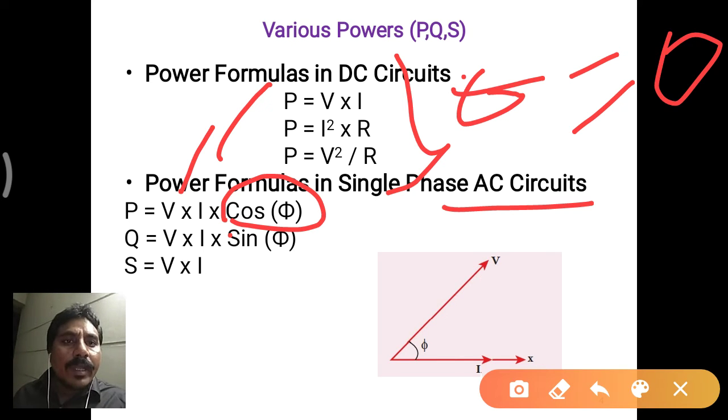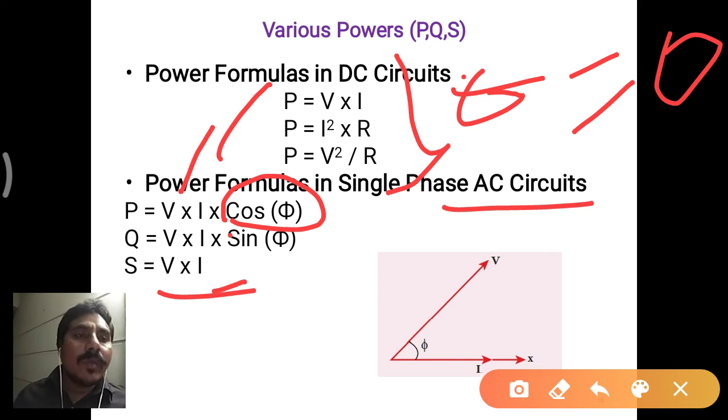Similarly, the reactive power Q is defined as VI into sin phi, and the apparent power is simply voltage into current. So once again, I am finalizing the power expressions for AC circuits. The active or real power, capital P, is voltage into current into cos theta. Reactive power Q is voltage into current into sin theta, and apparent power capital S is the product of voltage and current. In that way we have to write the various expressions for the various powers.